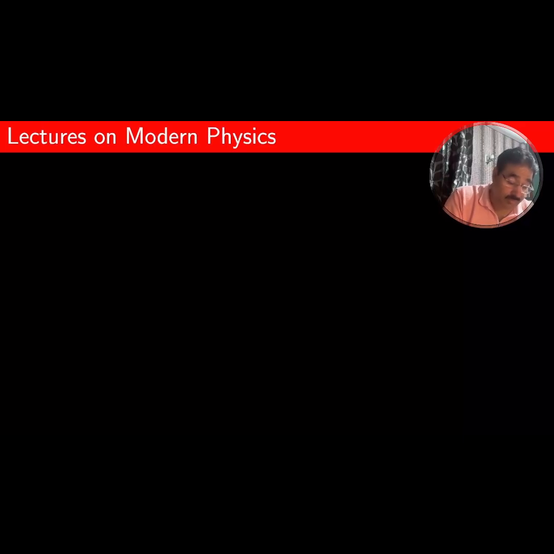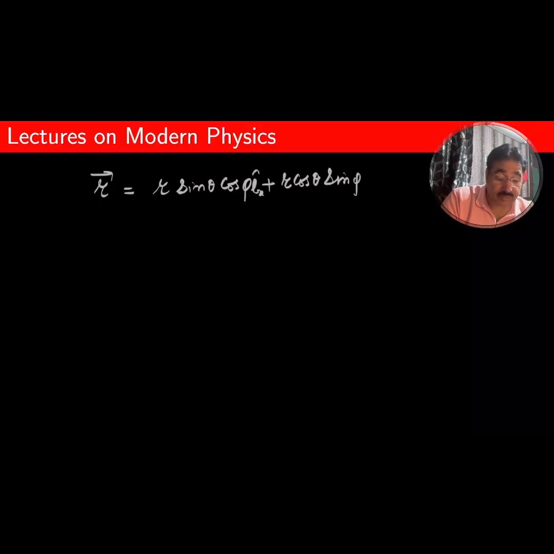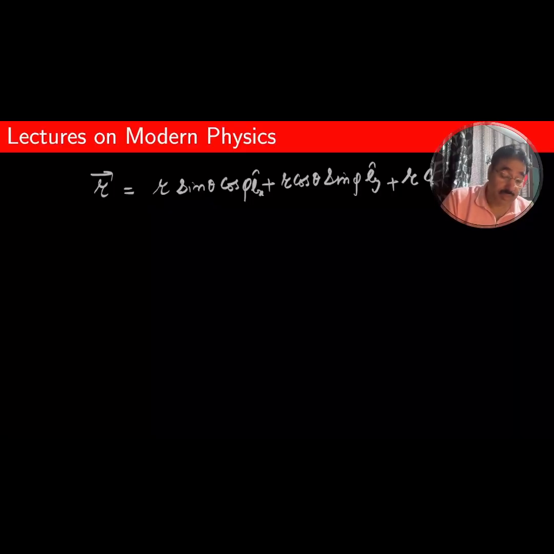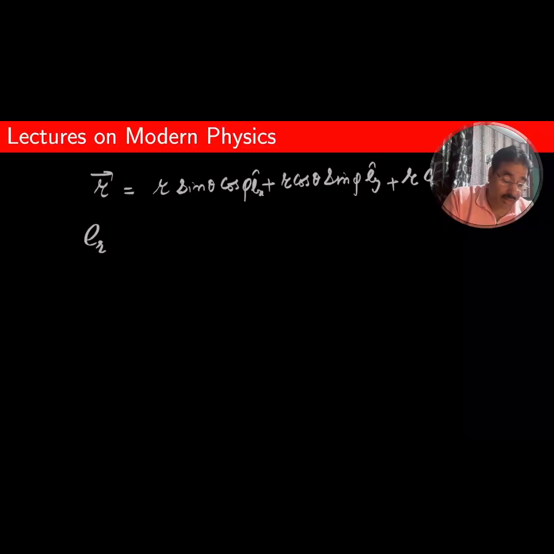So what is now your position vector R in spherical coordinates? x is R sine theta cos phi Ex, plus R sine theta sine phi Ey, plus R cos theta Ez. Now I want to find Er.